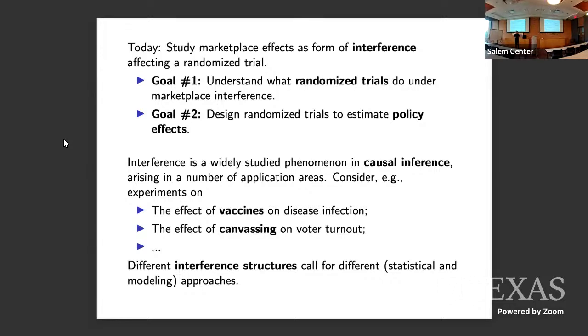In causal inference, very generally, we talk about interference, where the treatment I get might affect your outcomes and vice versa. Interference comes up in many different settings, right? If you're in a vaccine trial, one person getting vaccinated can affect outcomes for others. In a political persuasion setting, if you convince one person to vote for a certain candidate, that might also affect their neighbors.